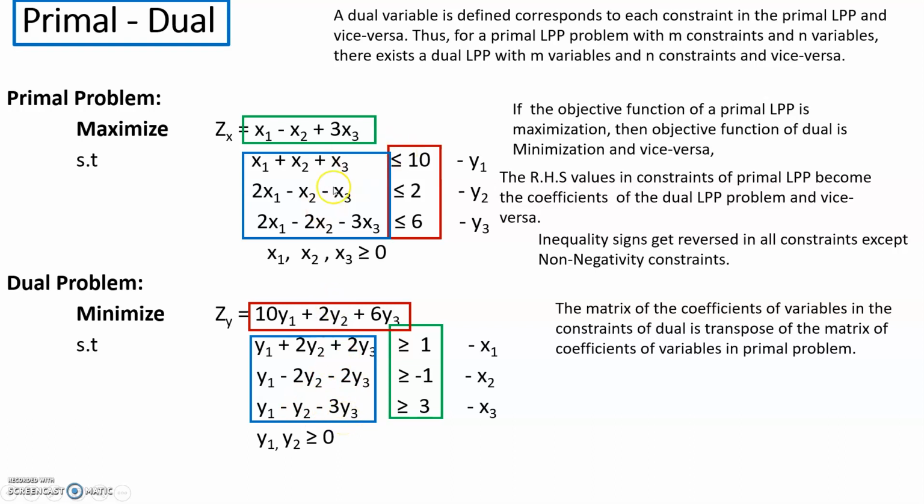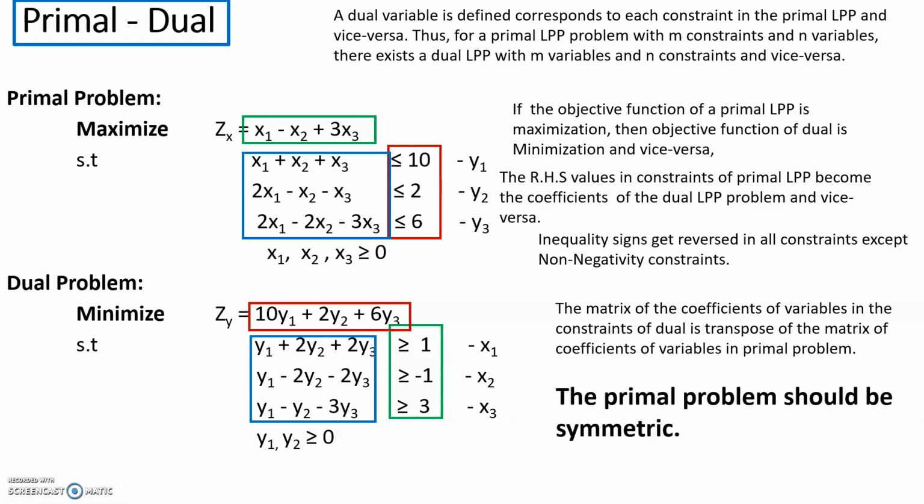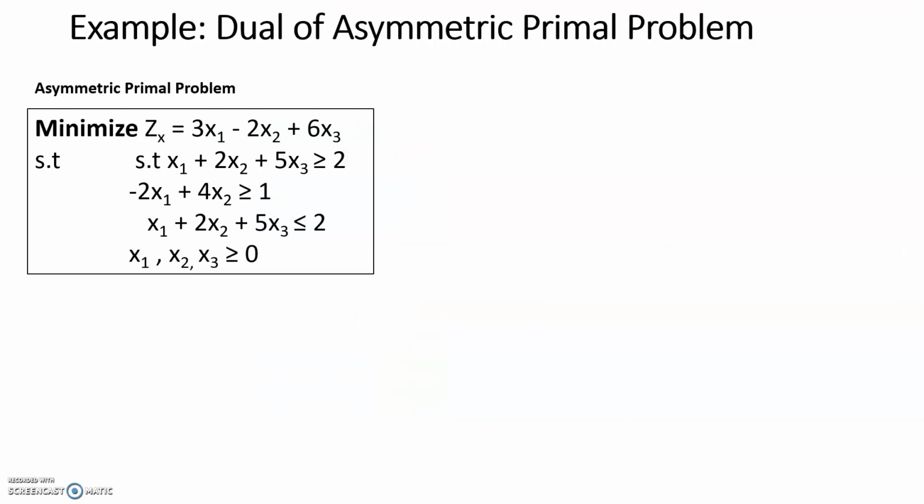Now here we are having three variables x1, x2, x3 greater than or equal to 0. Here a little mistake is there. Again we are having three variables, so we have to write y1, y2 and y3 greater than or equal to 0. And the primal problem should be symmetric, then only we can apply these rules to convert this into the dual problem. So let us see some more examples.